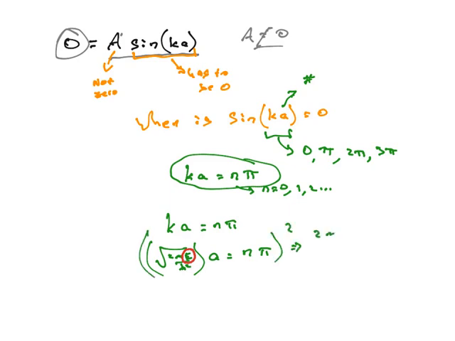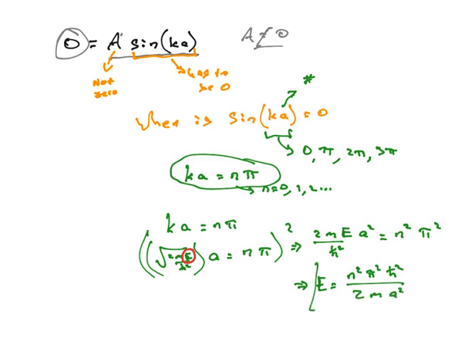So that becomes 2 times m times E over h bar squared. The square root canceled out. And now I have a squared, because the a got squared, equals n squared and pi squared. I just squared everything. And now I want to get E by itself and bring everything else to the right side. So now I have E equals n squared pi squared h bar squared over 2 times m times a squared. And now we see our energy formula.